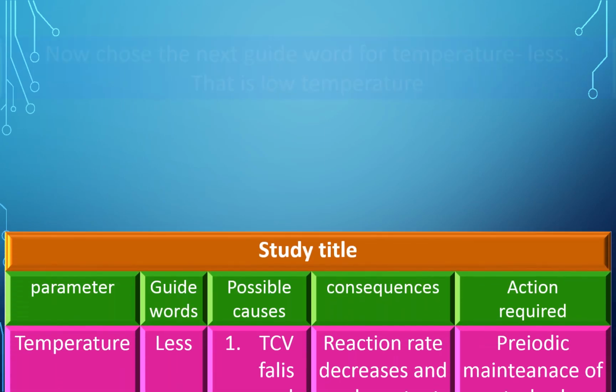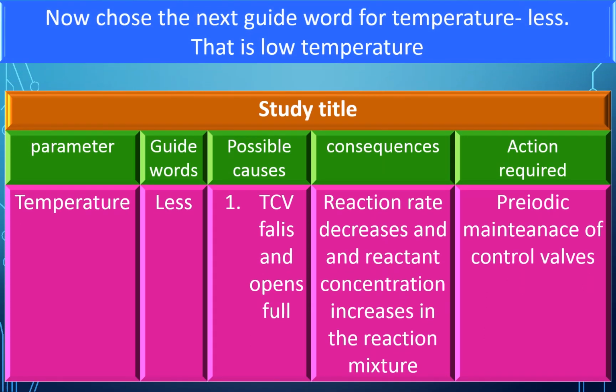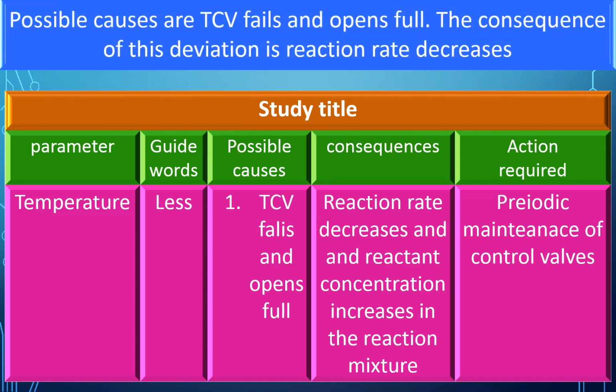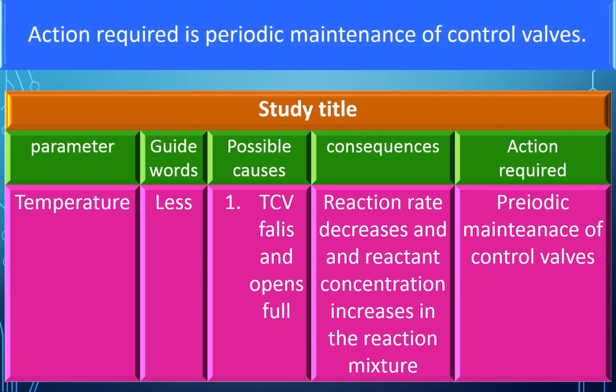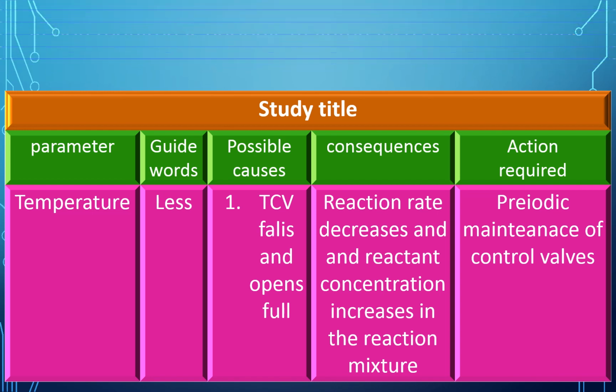Now choose the next guide word for temperature, less, that is low temperature. Possible causes are TCV fails and opens full. The consequences of this deviation is reactant rate decreases and the reactor concentration increases in the reaction mixture. Action required is periodic maintenance of control valves.